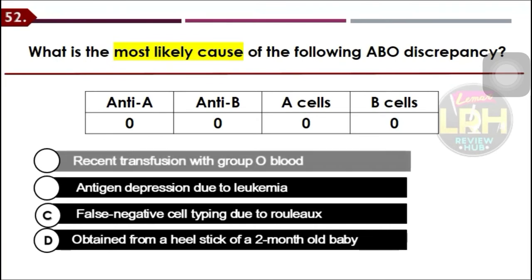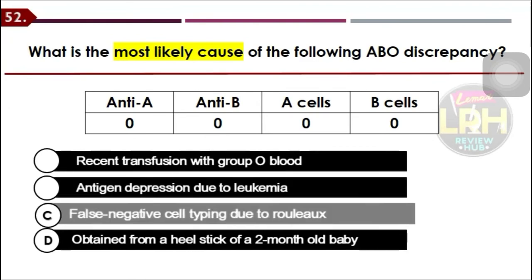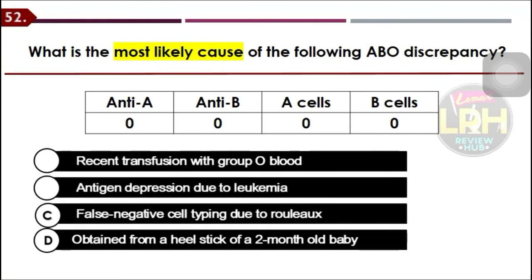Is it letter A, recent transfusion with group O blood? Letter B, antigen depression due to leukemia? Letter C, false negative cell typing due to rouleaux? Or letter D, obtained from a heel stick of a 2-month-old baby. So our answer, of course, is letter D, obtained from a heel stick of a 2-month-old baby. Again, this is under Group 1 ABO discrepancy, characterized by missing or weak antigens.